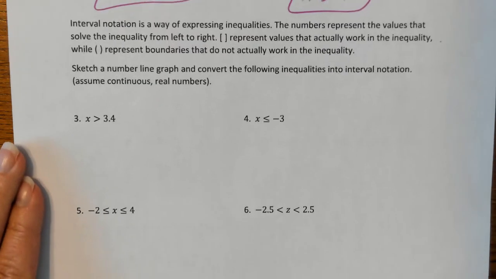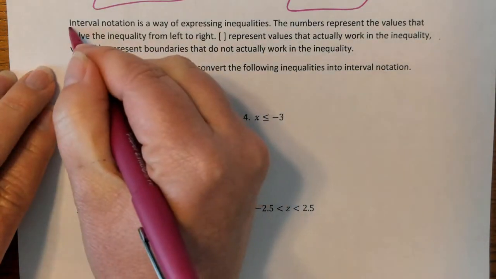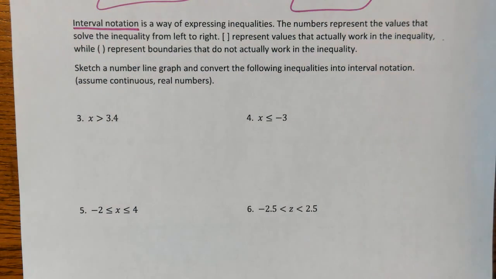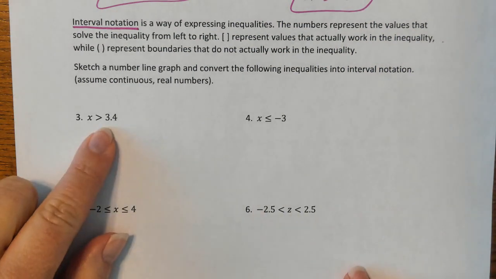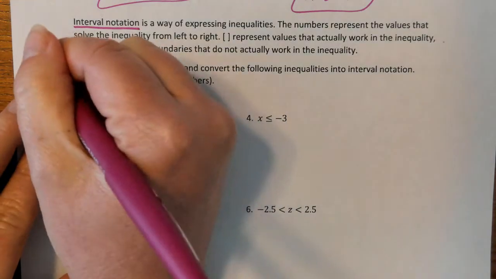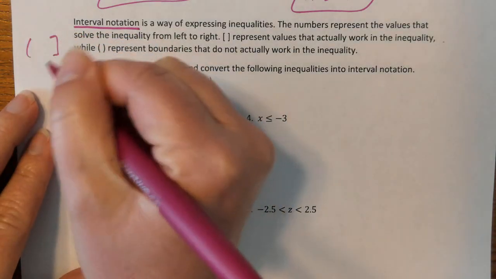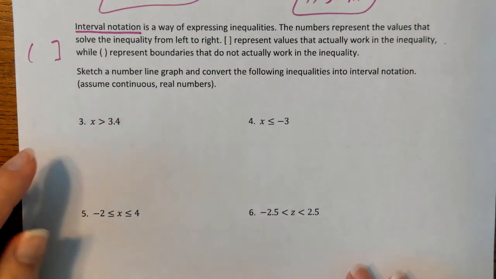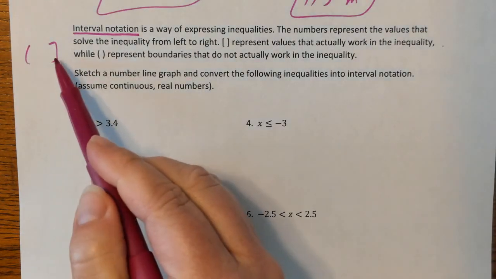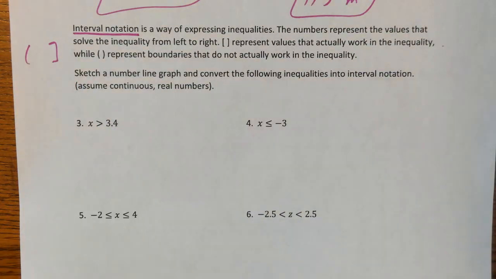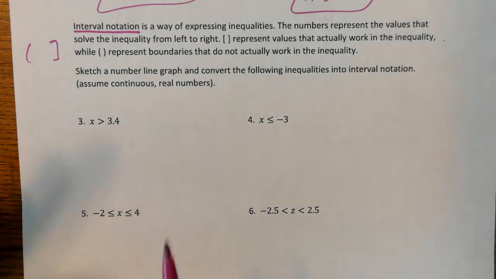What they're going to have us do next is talk about something called interval notation. Interval notation is a way of expressing inequalities, okay? Except we use either parentheses or brackets or sometimes a combination of the two. We use a bracket when the number actually gets to that value, and we use a parenthesis when it gets close but doesn't touch. All right, so let me show you what I mean by that.